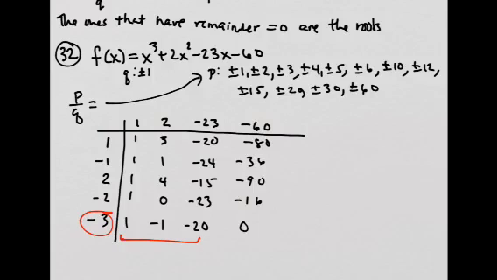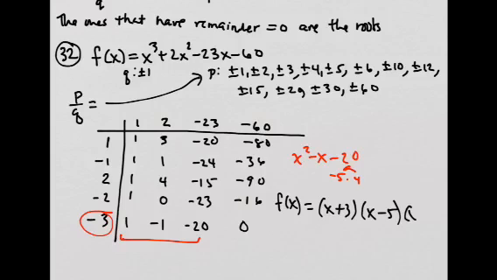Now, these three numbers represent x squared minus x minus 20, which factors of negative 20, negative 5 and 4, that add up to negative 1. So my complete factorization of that polynomial is going to be f of x equals x plus 3 times x minus 5 times x plus 4.